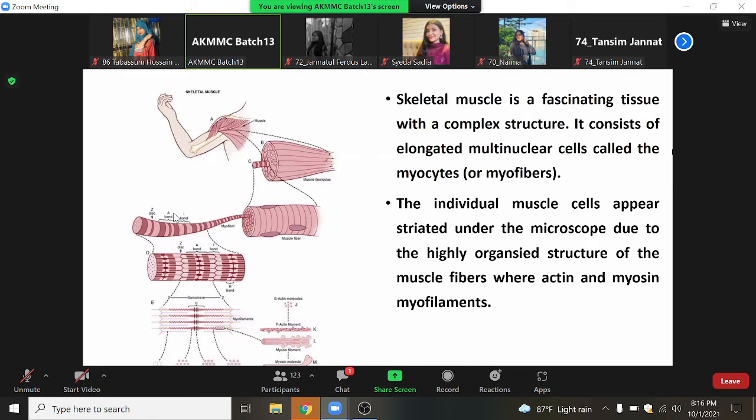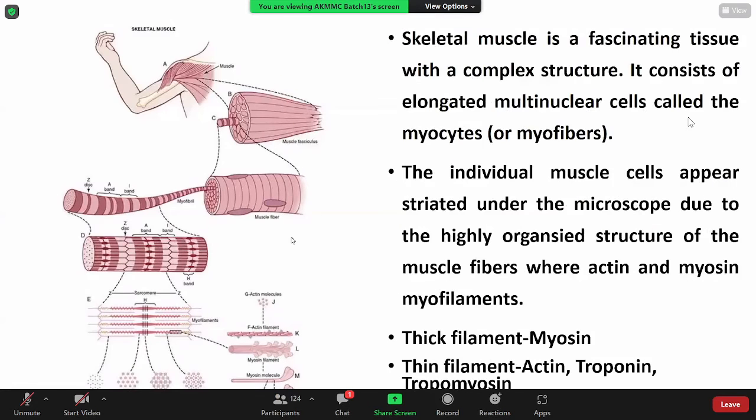The individual muscle cells appear striated under the microscope due to the highly organized structure of muscle fibers, where actin and myosin myofilaments are present. Here, myosin is the thick filament, and the thin filaments are actin, troponin, and tropomyosin. In this picture, we can see that the skeletal muscle is made of individual muscle fibers, which are the building blocks of the muscular system.